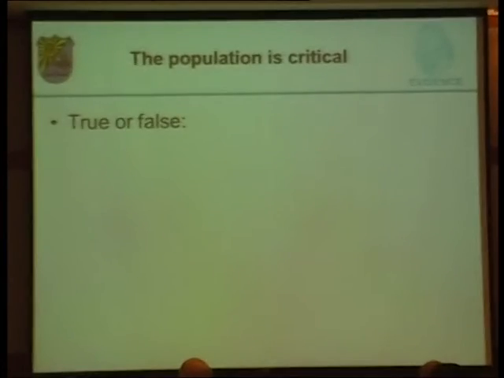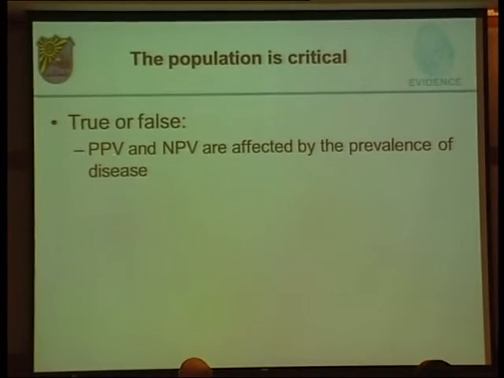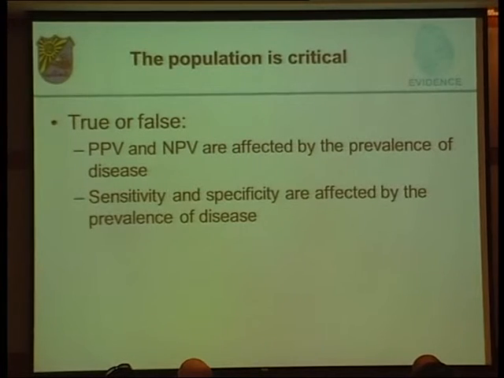So, true or false? Positive and negative predictive value are affected by the prevalence of disease, or the pretest probability. Is that true or false? True. I already explained that. Now, here's another question. Sensitivity and specificity are affected by the prevalence of disease. True or false? False. Okay?